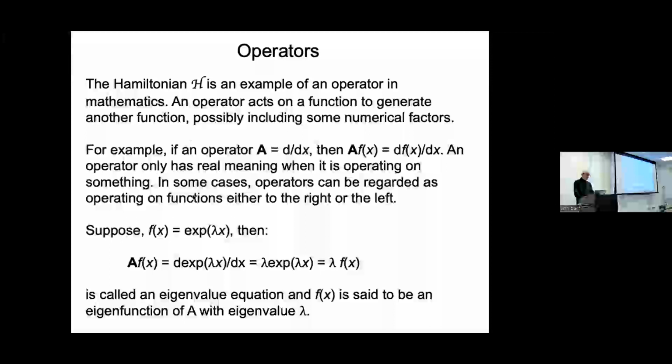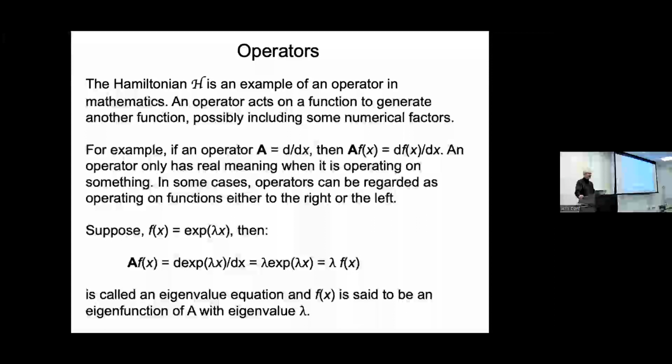So just an example, suppose our function was e to the lambda times x. Then A operating on f of x is the derivative of e to the lambda x with respect to x, and the rules of calculus say that's lambda times e to the lambda x. And sort of remarkably, that's just lambda times our original function. When this happens, that's very special to us.